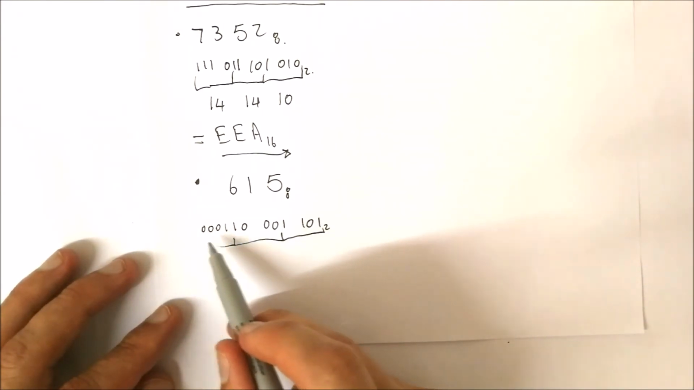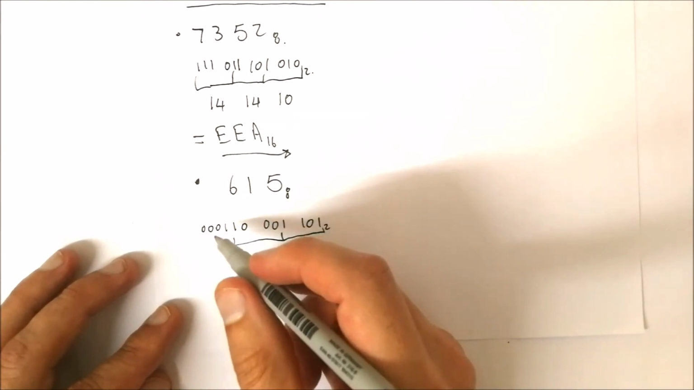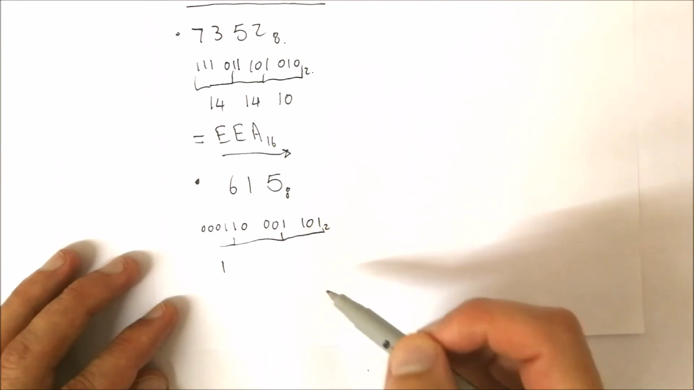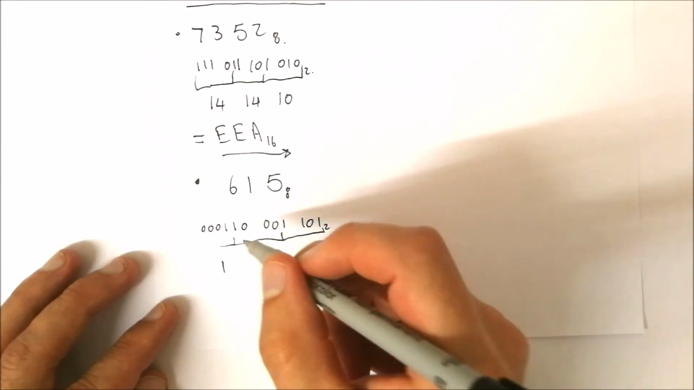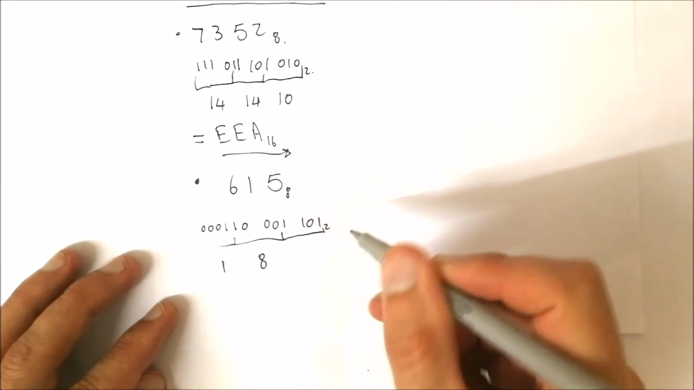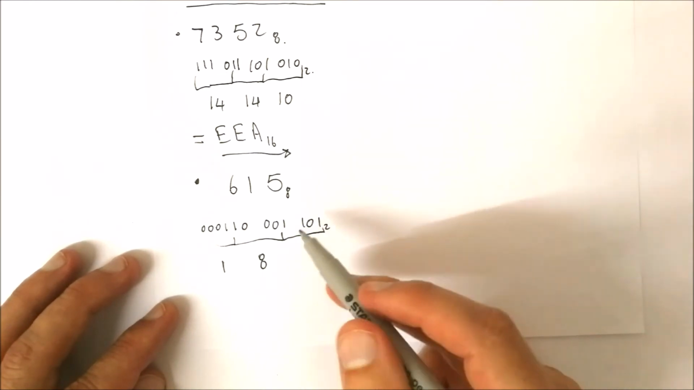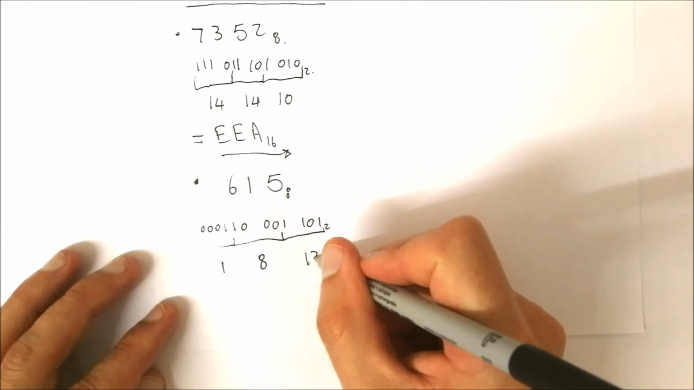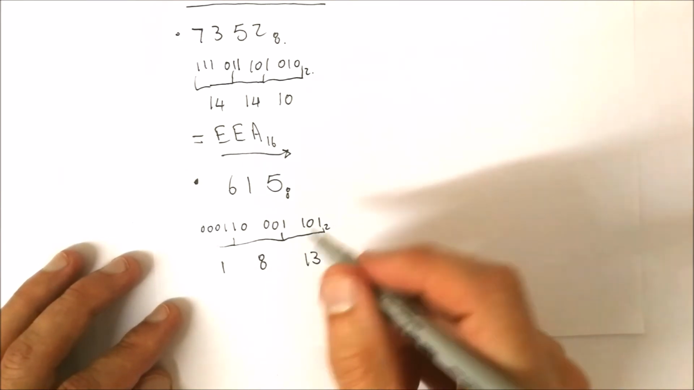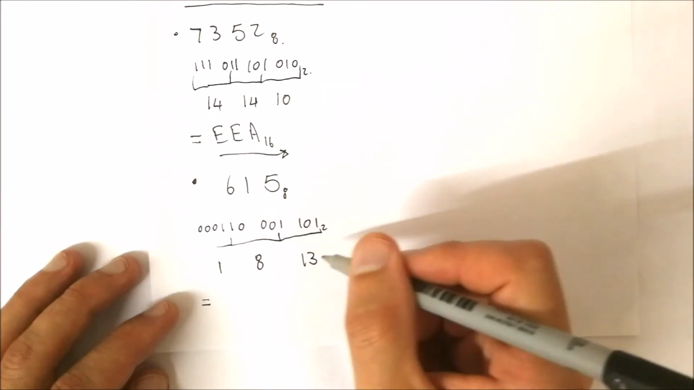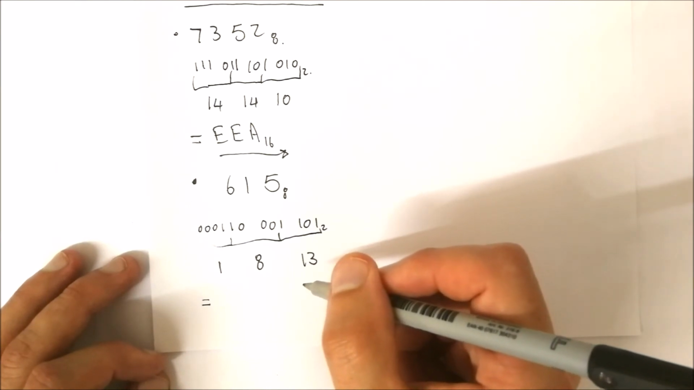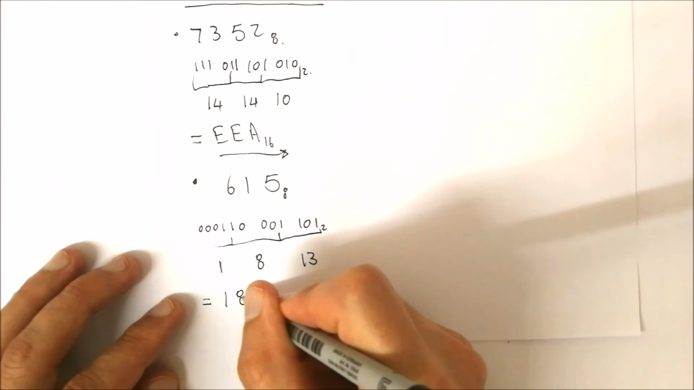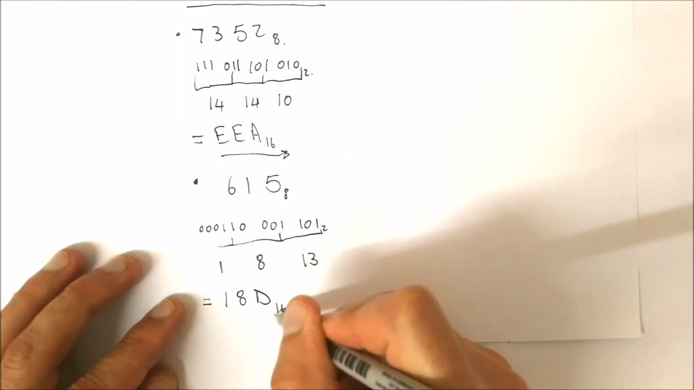Okay, so 0001 is equal to 1. 1000 is equal to 8. And 1101 is equal to 8 plus 4, which is 12, plus 1, which is 13. Again, 13, if you look at the table, would be a D, so that's equal to 18D, base 16.